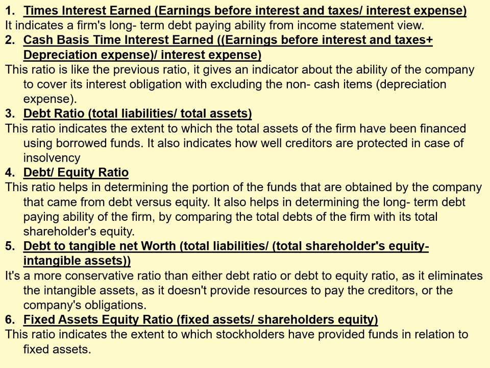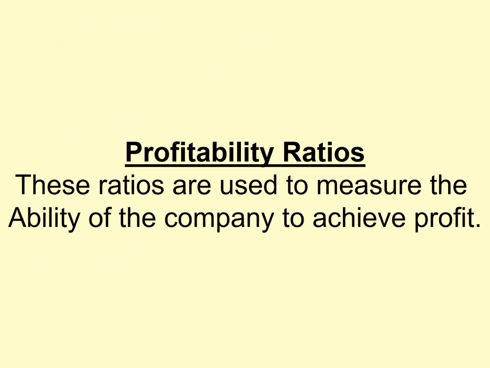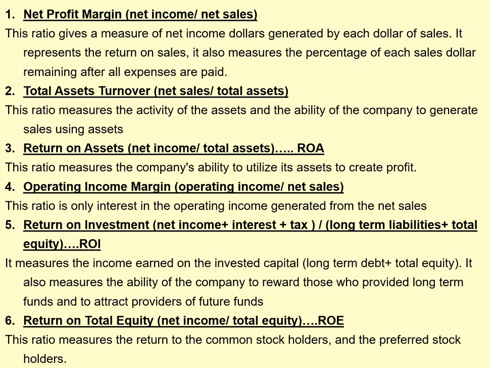And then for the last one, which is fixed asset equity ratio, this means we are going to divide fixed assets by the shareholders' equity. And then we will go to the profitability ratios. Profitability ratios mean the ability of management to achieve profits through using the given assets or the investments available.